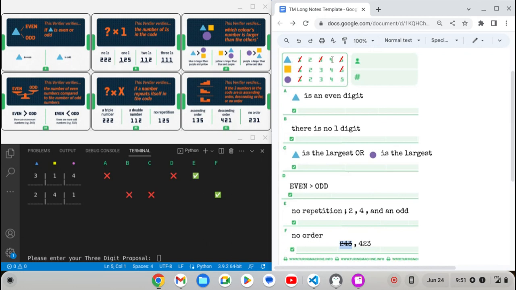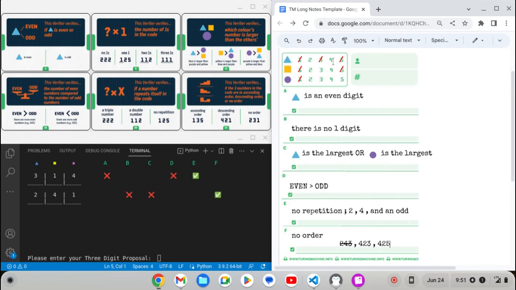But let's take a look. 4, 2, 3, triangle is the largest. Oh, I already have 4, 2, 3. Or 4, 2, 5, where circle is the largest. Yeah. Oh man, I'm gonna have to do one more round. How unfortunate. 4, 2, 5. And I think that may be it.